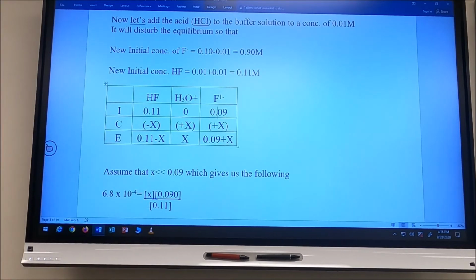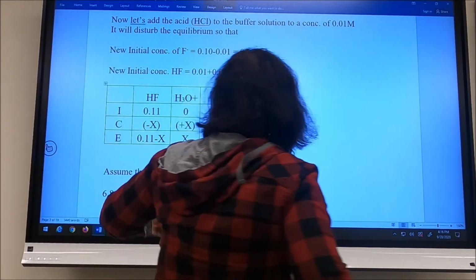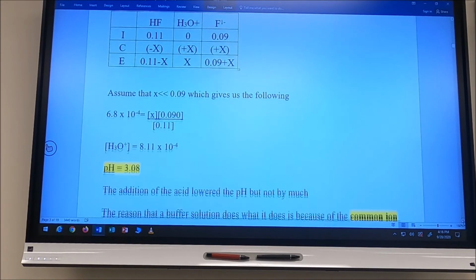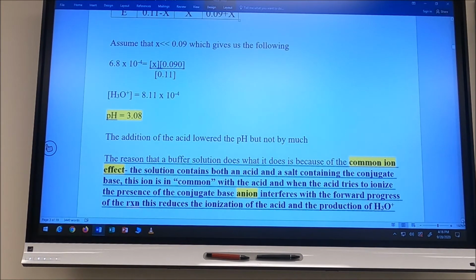I'm going to assume that x is going to be much, much less than 0.09. I mean, our Ka is times 10 to the minus 4. We should be good. Okay? So if we solve this for x, 6.8 times 10 to the minus 4 is equal to x times 0.090 over 0.11. I get the hydronium ion concentration to be 8.11 times 10 to the minus 4.